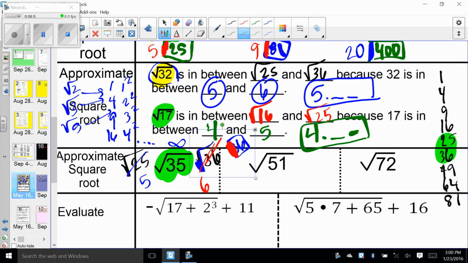So our answer is between 5 and 6. 5 point something. Somewhere in here is my answer. So we'll just leave it like that for right now. Between 5 and 6. $5 and so many cents.